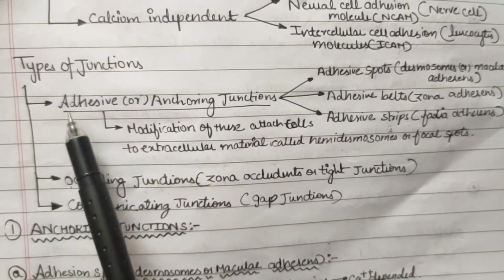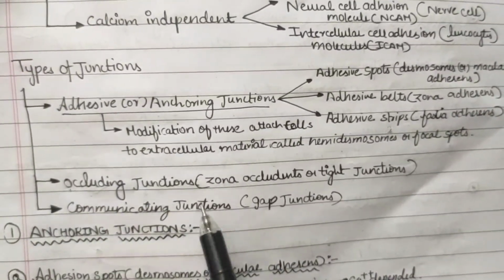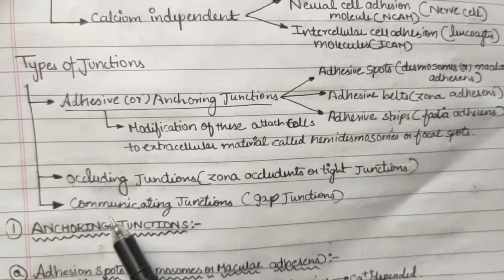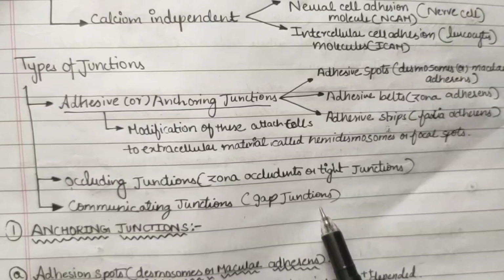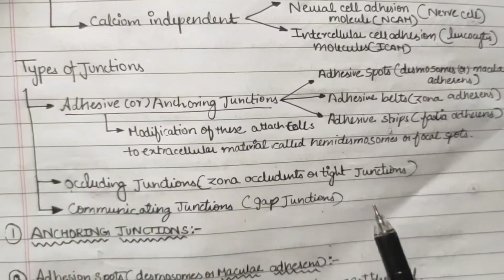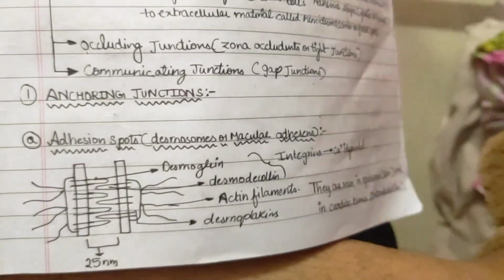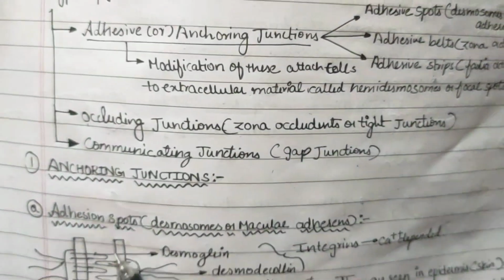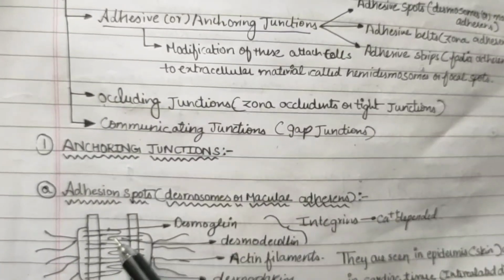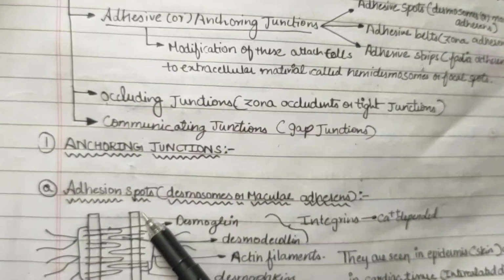Now the second type of junction is the occluding junction, which is also known as tight junction or zona occludens. Then the communicating junction, also known as gap junction. Now let us start with the first type, which is the adhesive or anchoring junction. The first type is adhesive spots.